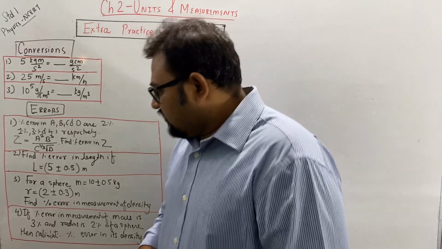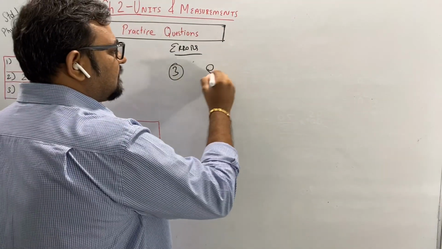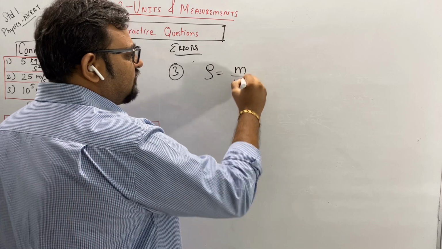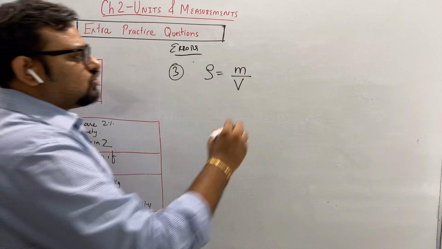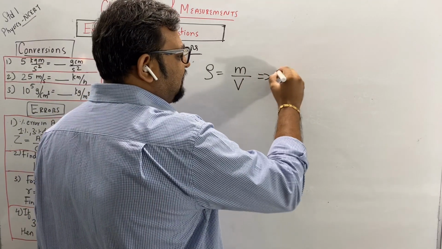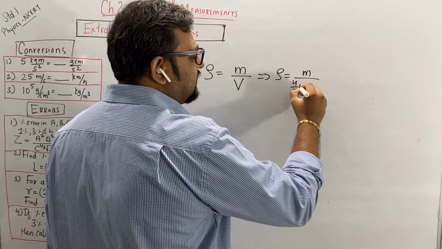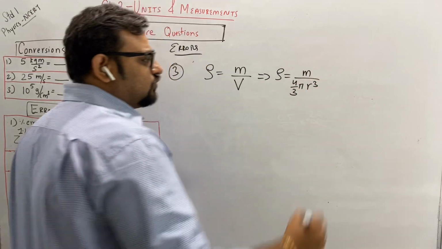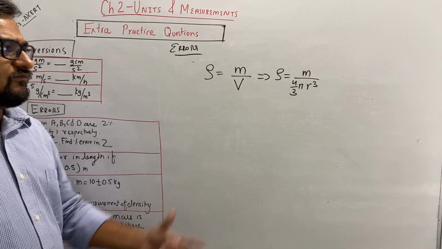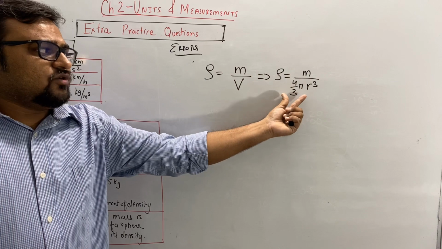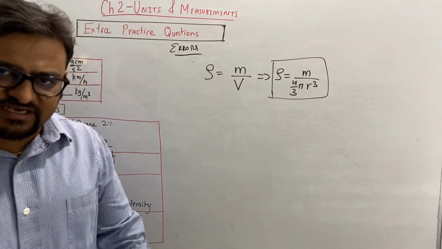Now see, in both cases there is density. So what is the formula for density? Mass by volume. Is the volume given? No. So I will simplify it again: m upon 4 by 3 pi r cube. Clear? I'll solve both separately. Density equal to mass upon 4 by 3 pi r cube. So this is our formula for density.